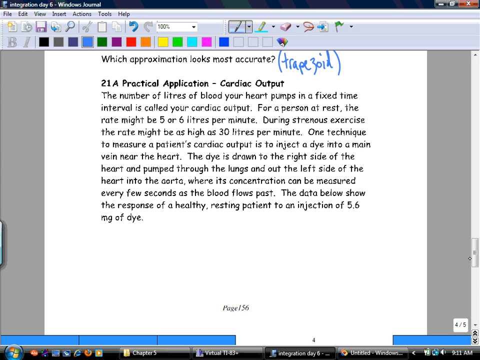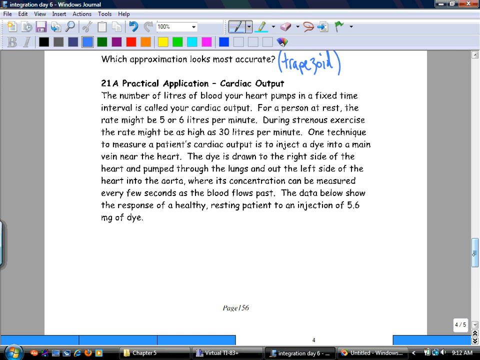Okay, so practical application. Yeah, cardiac output. The number of liters of blood your heart pumps in a fixed interval is called your cardiac output. For a person at rest, the rate might be 5 or 6 liters per minute. During strenuous exercise, the rate might be as high as 30 liters per minute. One technique to measure this is to inject a dye into the main vein near the heart. The dye is drawn into the right side of the heart, pumped through the lungs and outside the left side of the heart into the aorta, where the concentration can be measured every few seconds as the blood flows past. The data below shows the response of a healthy resting patient to an injection of 5.6 milligrams of dye.